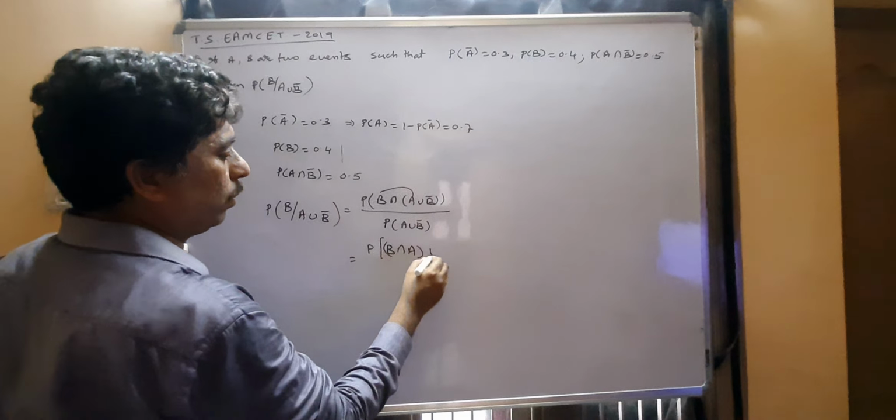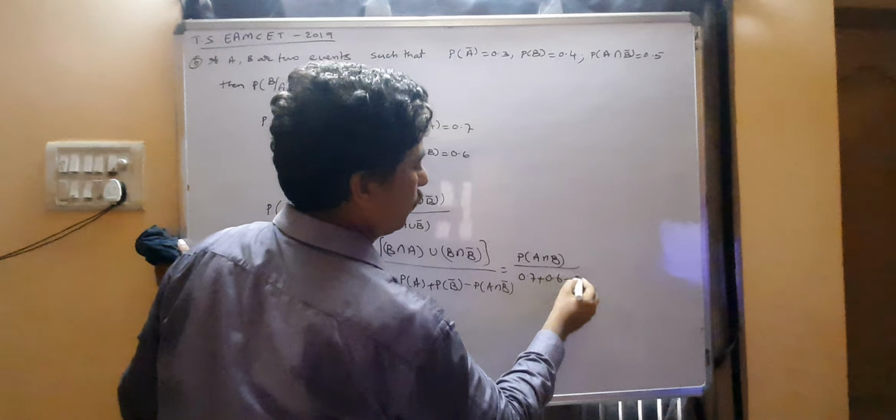By P of A union B complement, which means P of A plus P of B complement minus P of A intersection B complement. B intersection B complement is 0. So this is P of A intersection B by denominator values. You know, P of A is 0.7, P of B complement you have 1 minus P of B, that is 0.6, and A intersection B complement is 0.5.